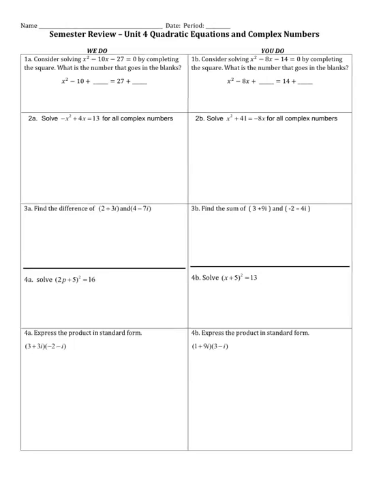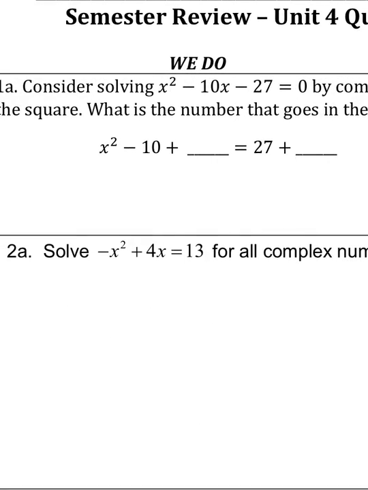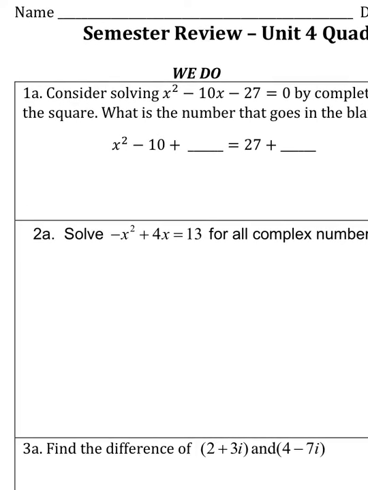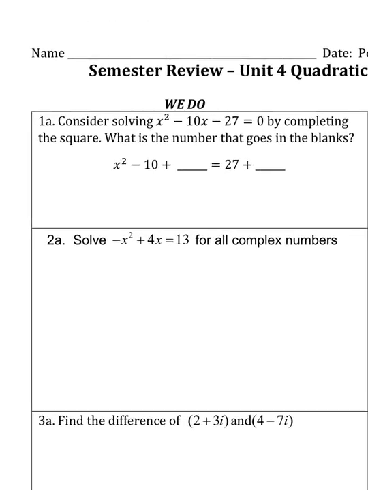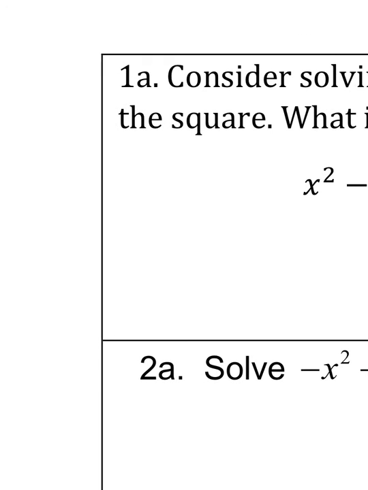On the left side here for the we do section, consider solving x squared minus 10x minus 27 equals 0 by completing the square. What is the number that goes in the blanks? Okay, completing the square formula, pretty simple formula, b over 2 squared.